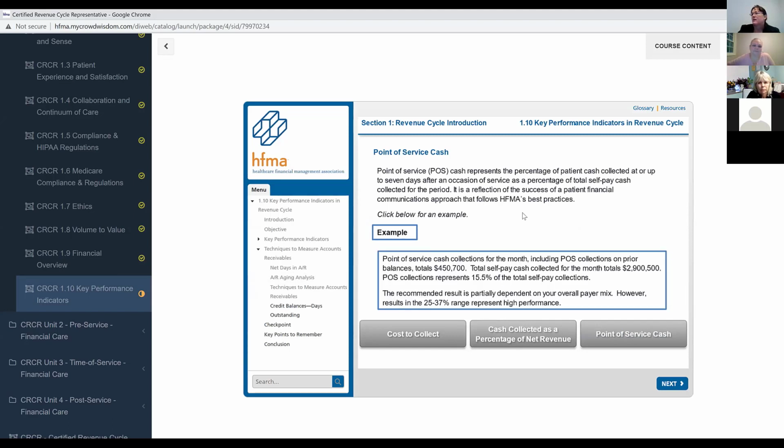they're saying that they've collected 450,000 on 2.9 million. That's 15.5% of the total self-pay collections. Managing that percentage is tricky, depends on your area and things of that nature, but you know, that's this 25 to 37% is a huge number. I'd love to see that in all of our organizations, but I think it's probably not really where any of us are at with our point of service cash collections, especially when a lot of us see our patients come in through the ER and you likely can't even talk to them until most of their services have already been provided.